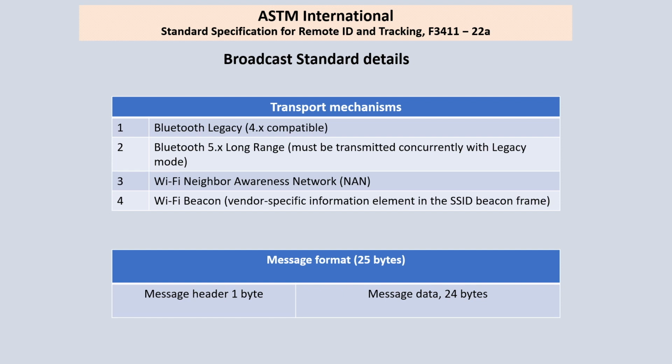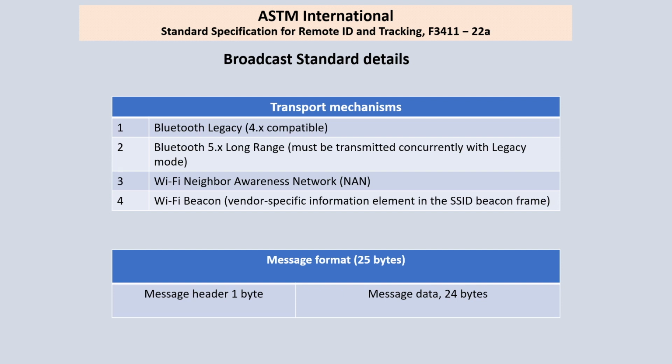If you look at these transport mechanisms, you will see an issue because each technology has its own capacity for transmitting payload. The minimum payload is in Bluetooth Legacy, Bluetooth 4, and it's able to transmit only 25 bytes of remote ID data in a transmitting frame. So how can we put all remote ID data in 25 bytes? It's not possible, you understand that.